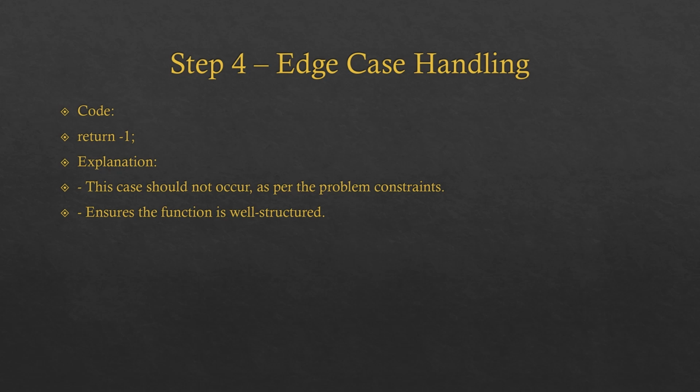Lastly, we include an edge case handling mechanism. If no row or column is fully painted after all the steps, we return -1. This should ideally never happen, but it's good practice to handle all edge cases to make sure our solution is robust.